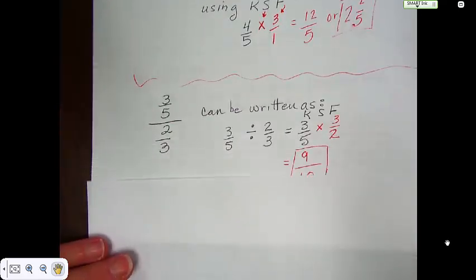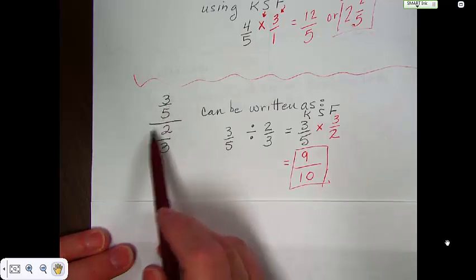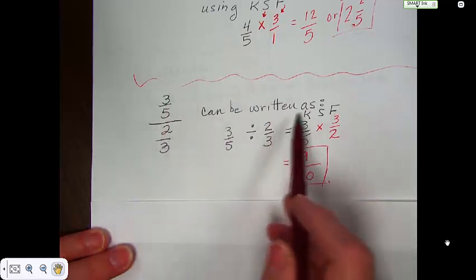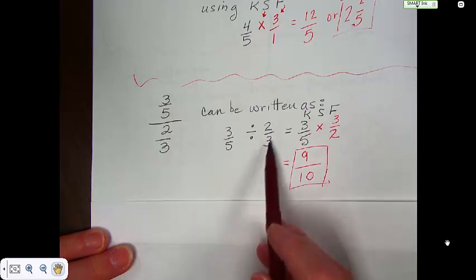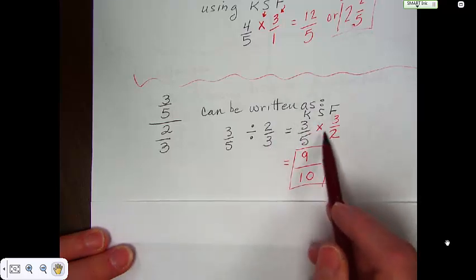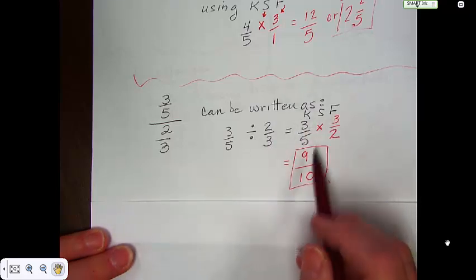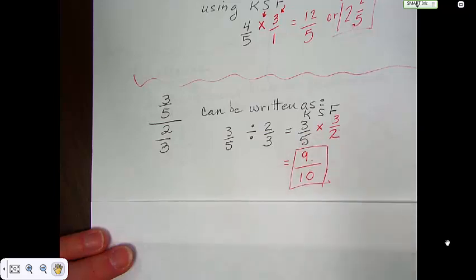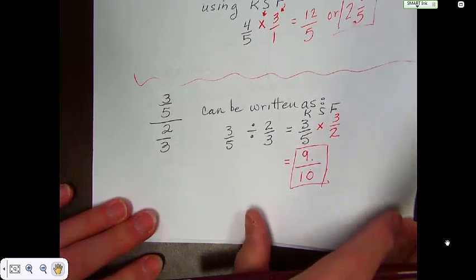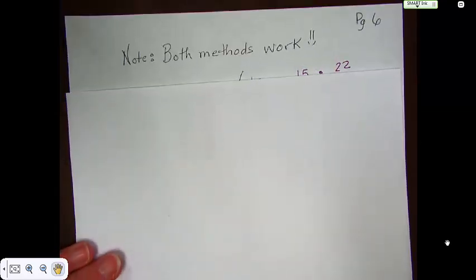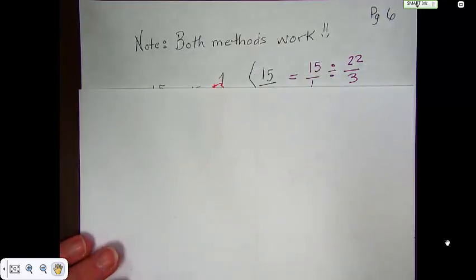Here's another one. Same thing. 3/5 over 2/3 can be written as 3/5 divided by 2/3, or 3/5 times 3 over 2. 3 times 3 is 9, 5 times 2 is 10, and you're done. Pretty slick, isn't it? Yeah, great way to handle complex fractions. It really is. I will tell you this. No matter which way you do it, both methods do work.